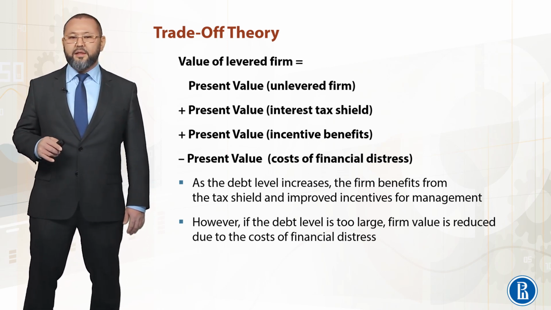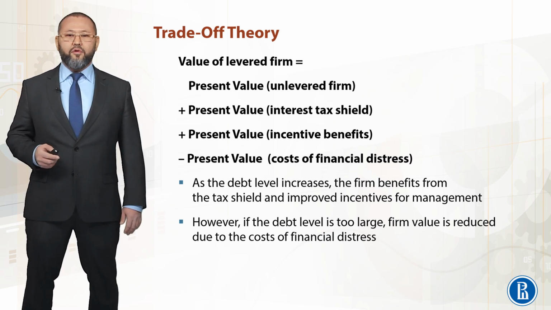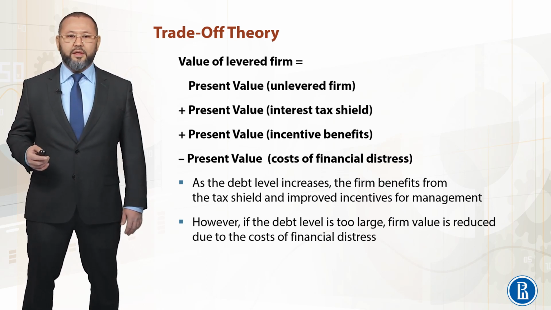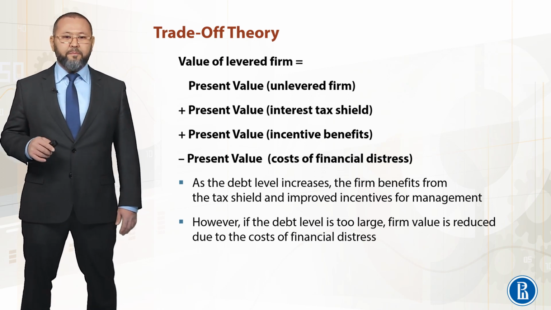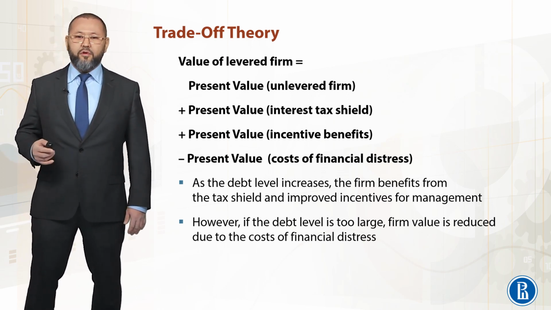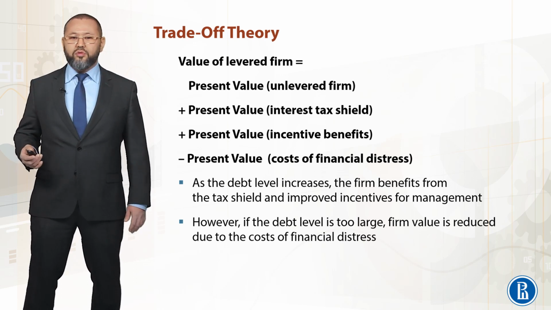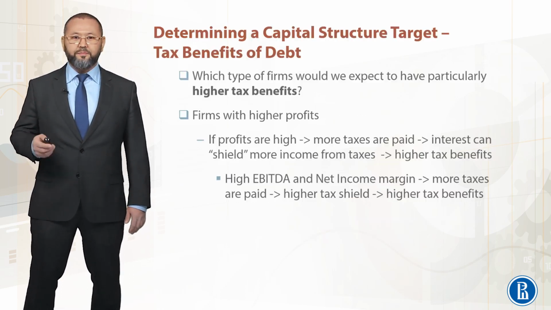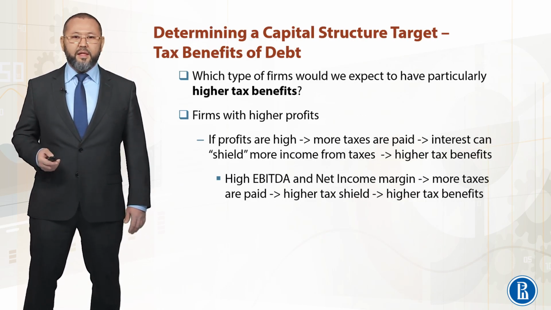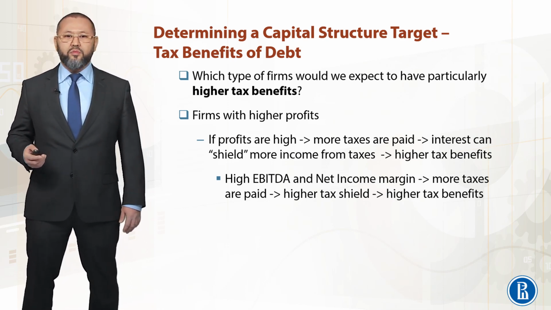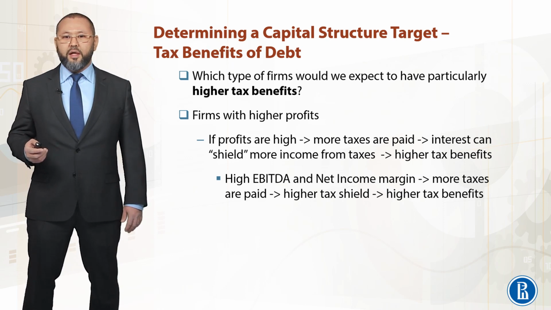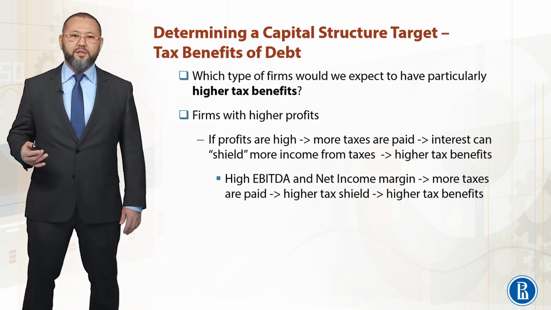So as the debt level increases, the firm benefits from the tax shield and improved incentives for management. However, if the debt level is too large, firm value is reduced due to the costs of financial distress. Let's start the analysis with tax benefits of debt. So which type of firms would we expect to have particularly higher tax benefits?